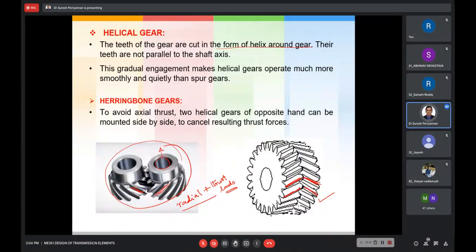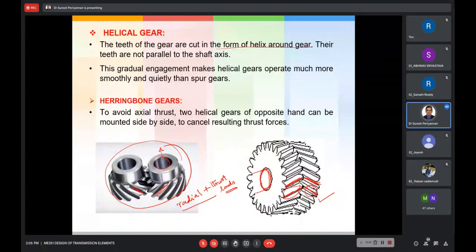They result in equal and opposite thrust reactions. Hence, no thrust load acts on the shaft. The summation of the thrust loads from this design of the gear, this teeth and this teeth, is finally zero. Hence, the axial thrust load acting on the shaft is zero. This is one special advantage of using this type of gear.